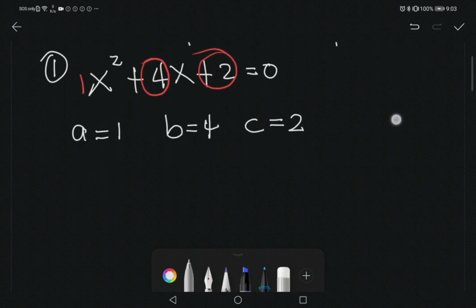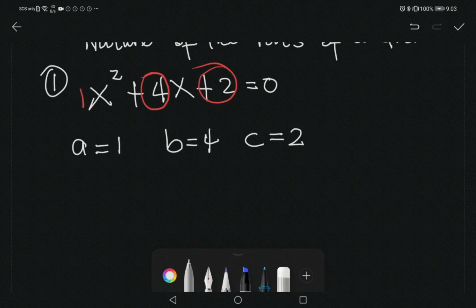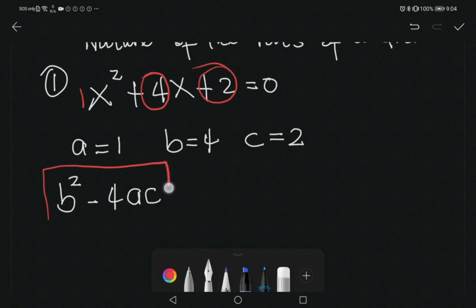And then we will solve the discriminant. Formula sa discriminant is b squared minus 4ac. So, mo na sad ni atong pattern. Na siya ang formula sa discriminant.